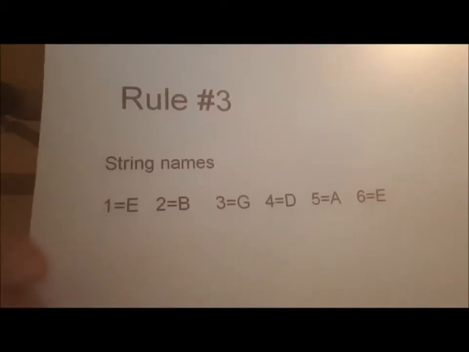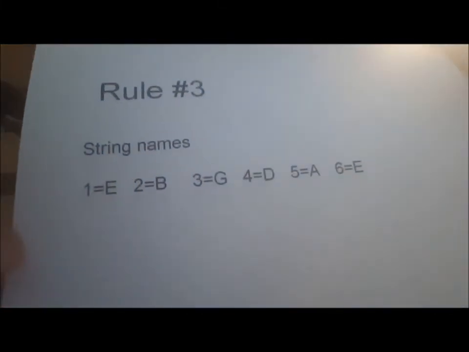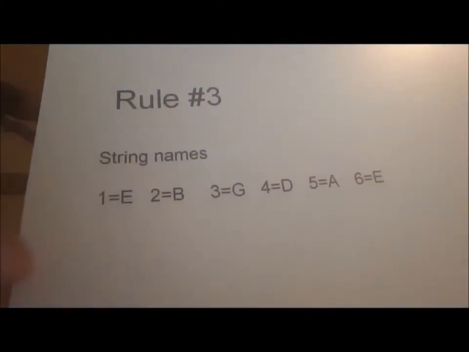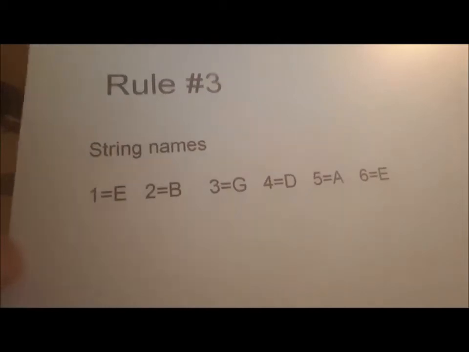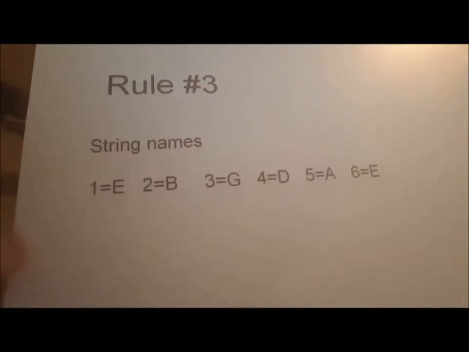First string open. And open means we're not using any fingers on it. It's just we're playing the string as it is. But the first string open is E. The second string is B. The third string is G. The fourth is D. The fifth is A, and the 6th is E. Come up with your own acronym for that. E, B, G, D, A, E. I don't know. I've heard different ones. Whatever you want to use is fine.